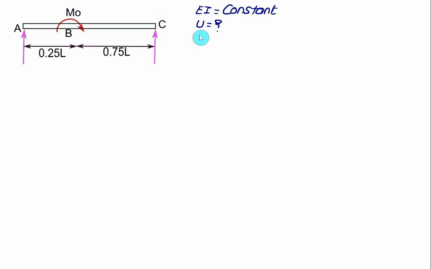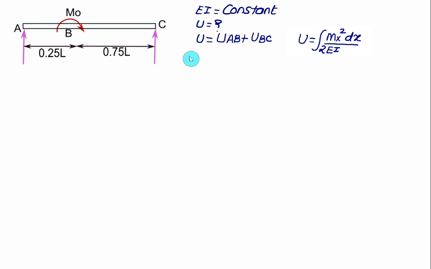So total strain energy U consists of two parts. First you have to calculate the strain energy in AB, and then the strain energy in BC. The strain energy U is equal to the integral of M(x) squared dx, divided by 2 times the product of EI. So to find the value of M(x), first you have to find the reaction at A and the reaction at C.